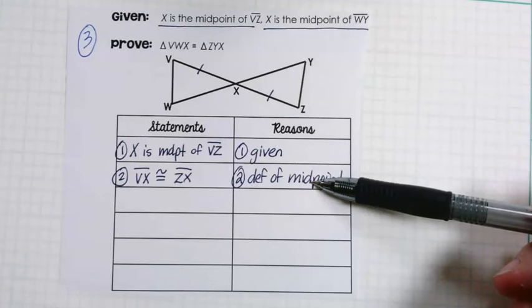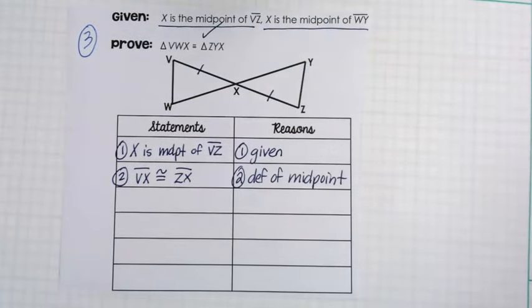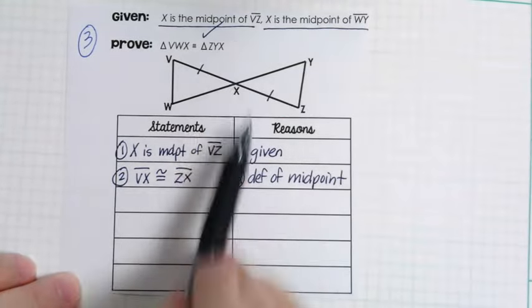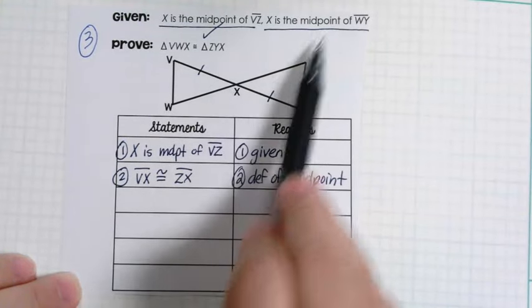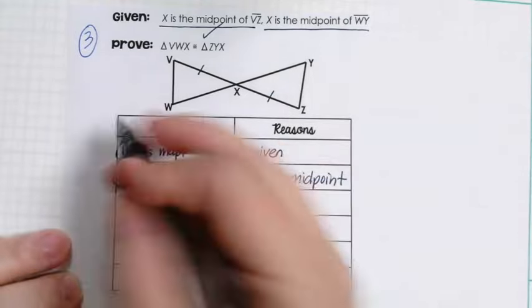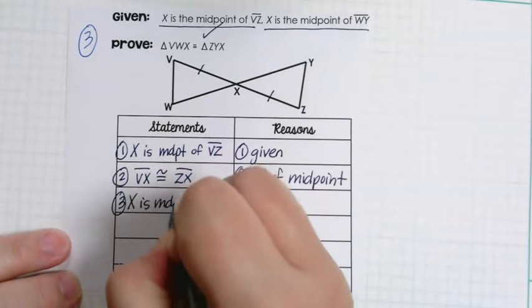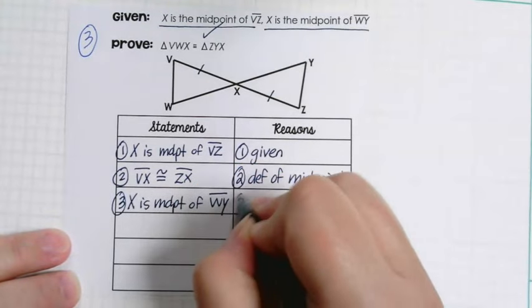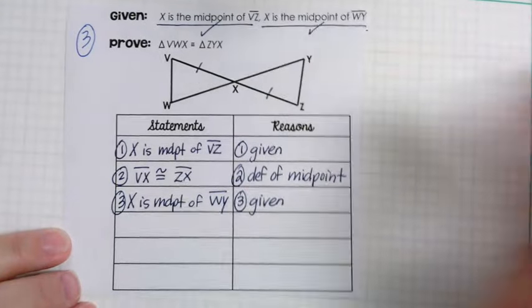Notice that this does have to tell me both of these. Just because X is the midpoint of this segment does not automatically mean it's the midpoint of this segment, but they tell me that it is. So X is also the midpoint of WY. That was given to me. So that's me using my given information.